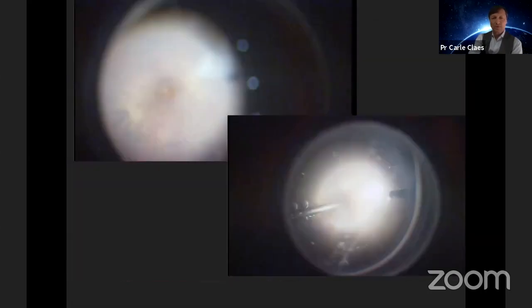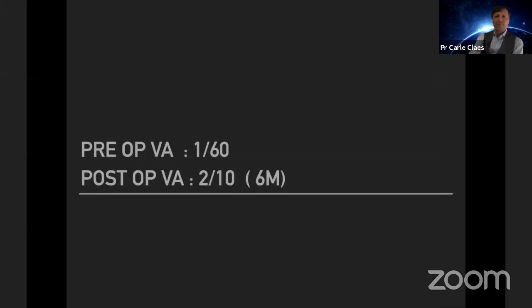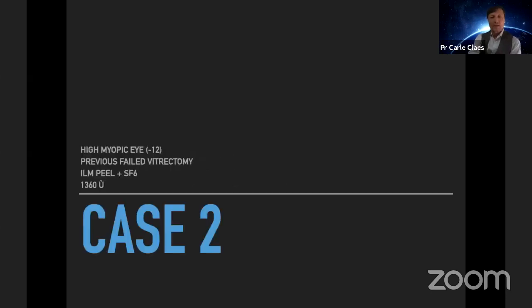I'm not going to show the video here in the interest of time, but we see here the preoperative OCT of this patient, with rather flat edges, and the silicone oil filled eye, which allows you to make very nice OCT soon after the surgery. The preoperative visual acuity was finger counting, and 6 months after he had 2 on 10 visual acuity.